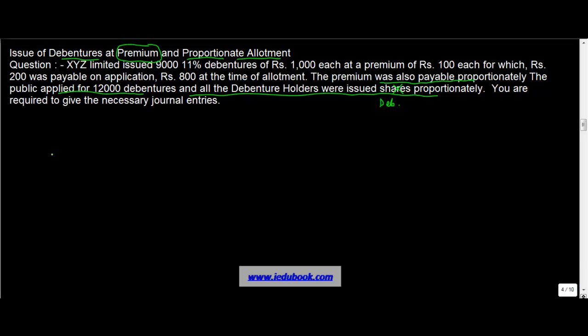Now, before we get into the journal entry stage, let us see how many debentures were issued. The issue was made for 9,000 debentures of ₹1,000 each at a premium of ₹100. The public applied for 12,000 debentures. So application came for 12,000 debentures. All the debenture holders were issued debentures proportionately. So basically, how much is the excess debentures which have been applied for? That is equal to the application less the proposed issue. So 12,000 minus 9,000, or 3,000, is the excess which has been applied for.